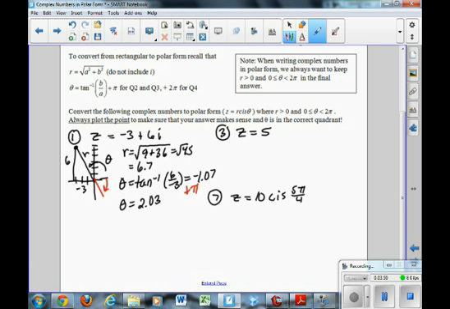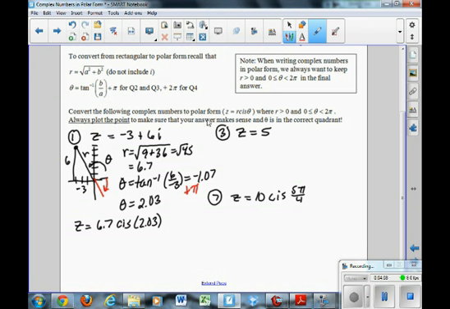So how do I write that? I write z is equal to the radius 6.7 cis and then the angle. Remember, cis means cosine 2.03 plus sine 2.03i. Okay, that's what that means.